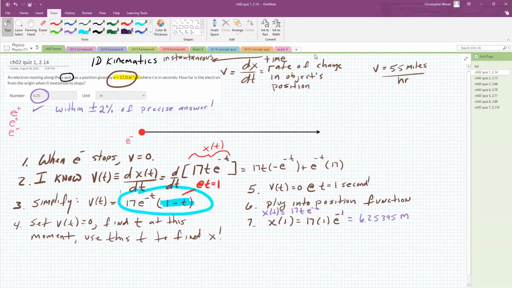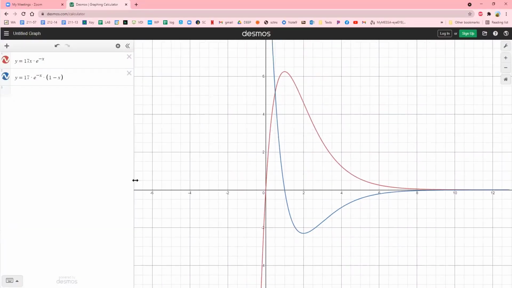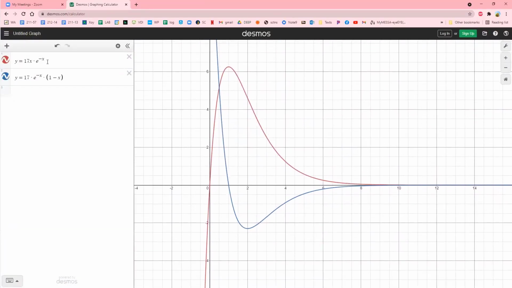17 e to the minus t times 1 minus t. Okay, that's it. So you're looking at this red plot, which is position. This blue plot is velocity. And you can adjust this screen. So watch what I do.